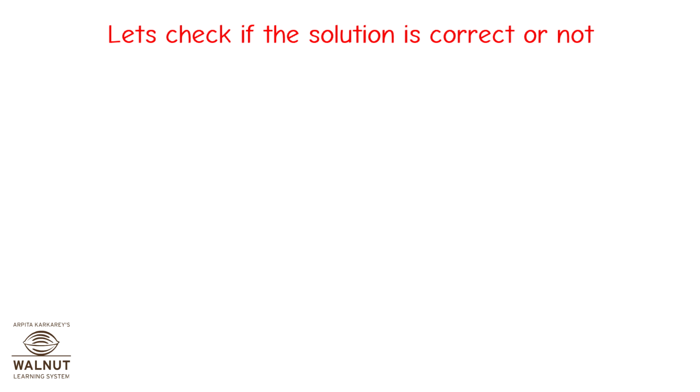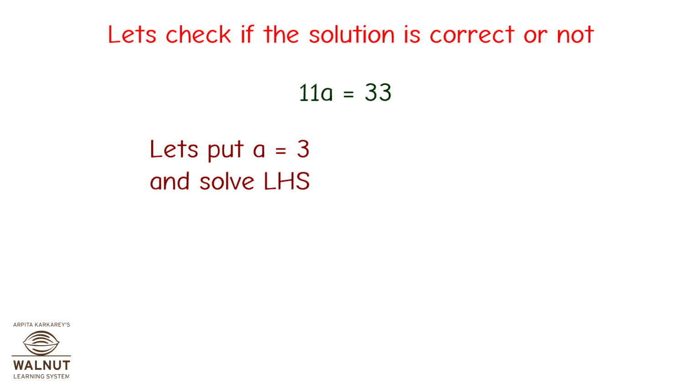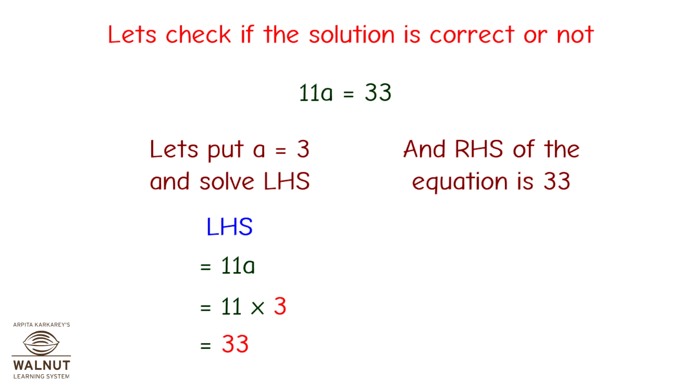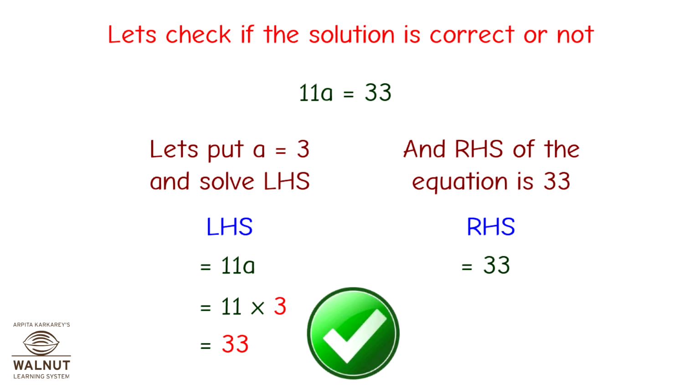Let's check if the solution is correct or not. 11a is equal to 33. Let's put a is equal to 3 and solve LHS. LHS is equal to 11a is equal to 11 multiplied by 3 is equal to 33. And RHS of the equation is 33. RHS is equal to 33. Therefore, LHS is equal to RHS. Hence, the answer that we have found out is correct.